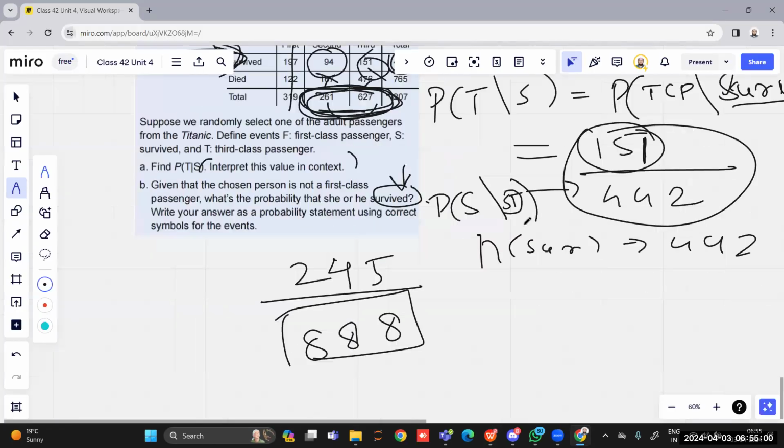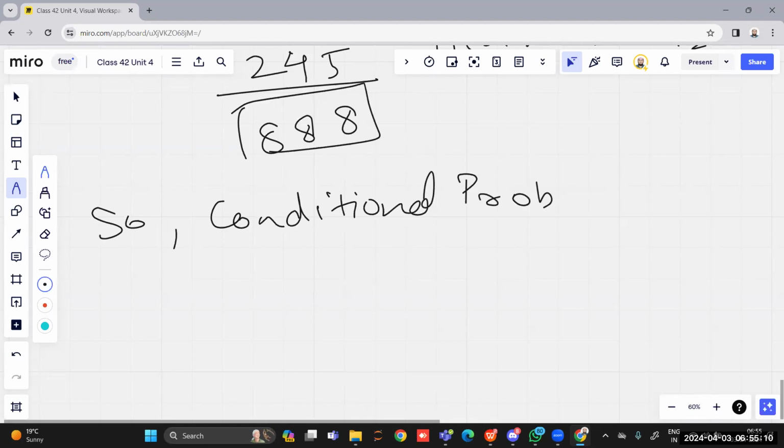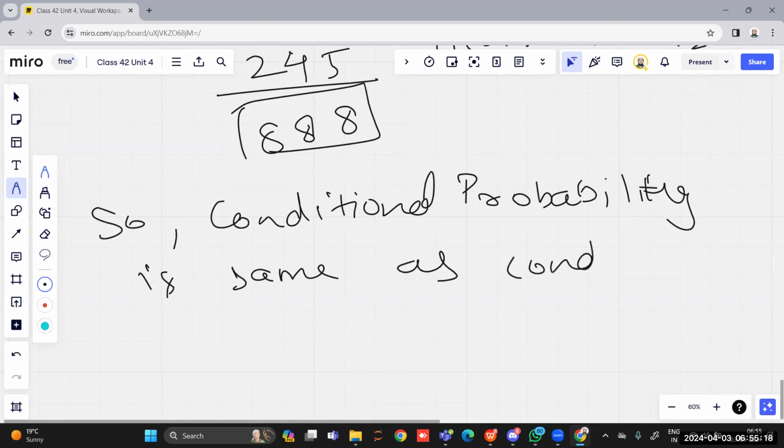So conditional probability is the same as conditional relative frequency.